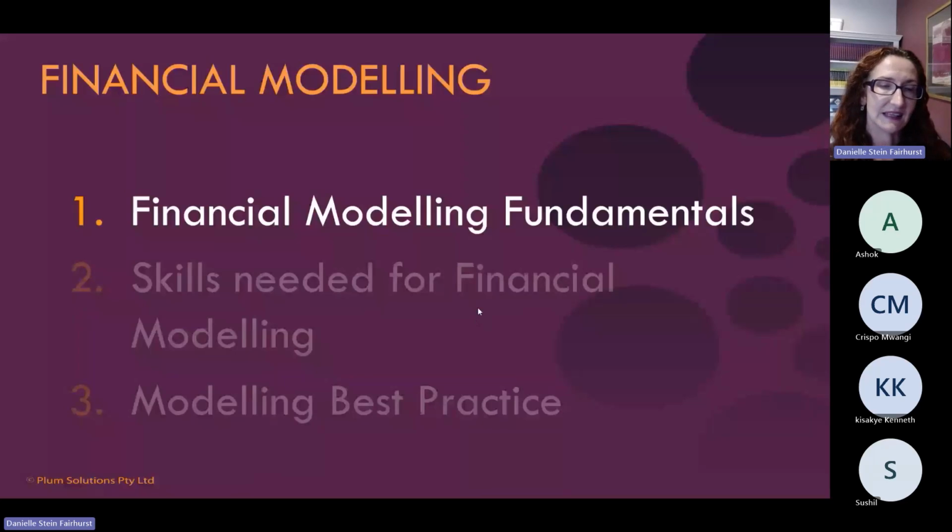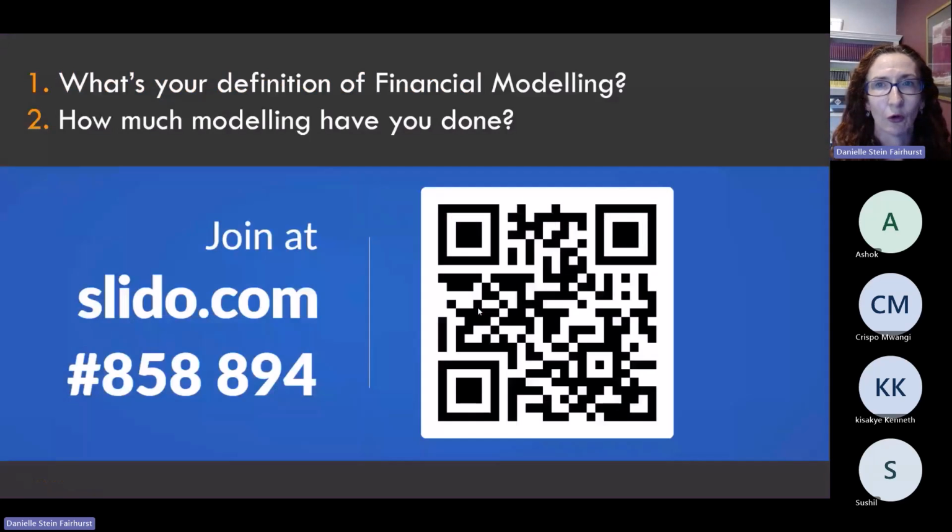I'd like to get a bit of an idea of who we've got on the call. So if you could just use the QR code there, or you can go to slido.com and then just put in the code. I'm interested to know what people's definition of financial modelling is. It's actually a free text field. So if you go into that QR code, hopefully, can you guys see my screen now? If it pops up, you should be able to see the Slido. Can you see the Slido?